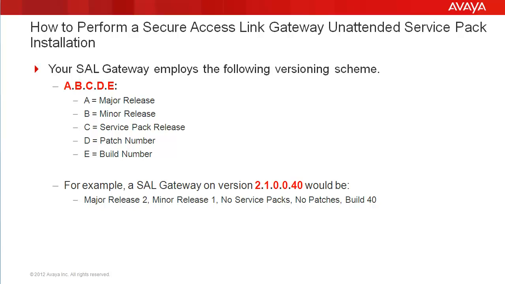And lastly, your SAL Gateway employs the following versioning scheme: A.B.C.D.E, where A is equal to major release, B is equal to minor release, C is equal to service pack release, D is equal to patch number, and E is equal to build number. So, for example, a SAL Gateway on version 2.1.0.0.40 would be major release 2, minor release 1, with no service packs, no patches, and build 40.